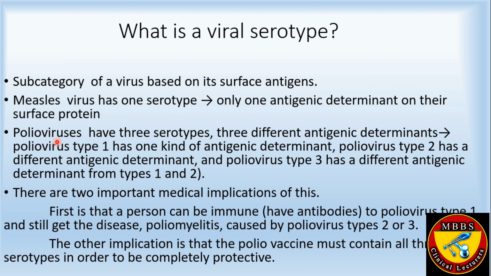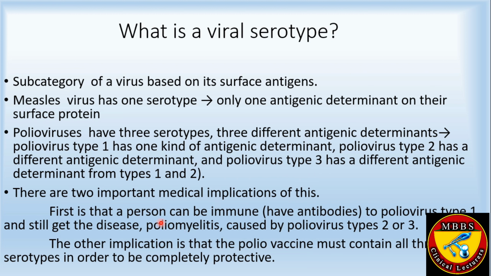But in contrast, the polio virus has 3 serotypes. That means there are 3 different antigenic determinants in polio virus. Type 1 has one kind of antigenic determinant. Type 2 has another different antigenic determinant. And type 3 polio virus has a different antigenic determinant, which is different from type 1 and 2.